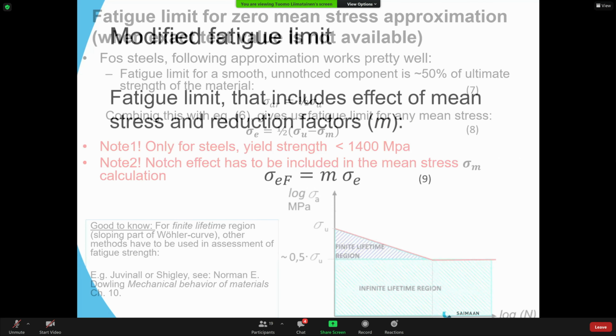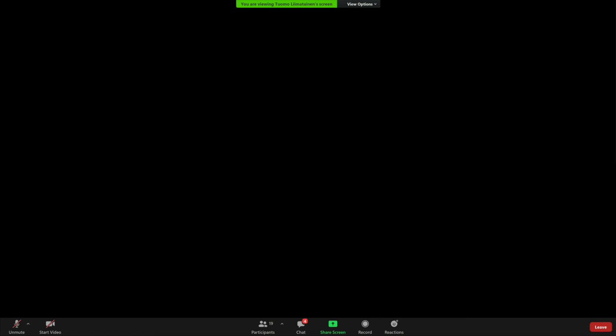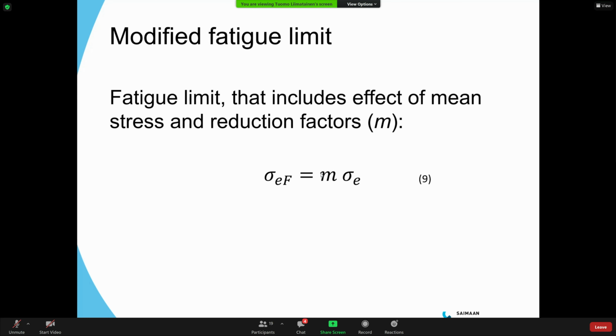And now, when we have calculated all these modification factors, we have calculated the sigma E, which now includes the mean stress, and we have calculated the fatigue strength reduction factors, we can calculate, for our case, the modified fatigue limit. And this is now the fatigue limit we can use in the calculation against the loads. So this is basically our strength in this assessment.